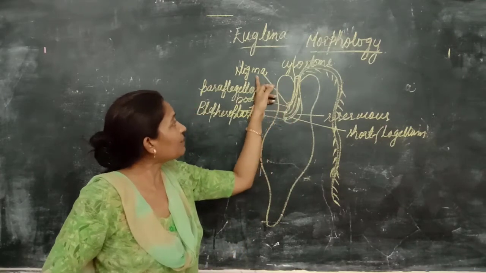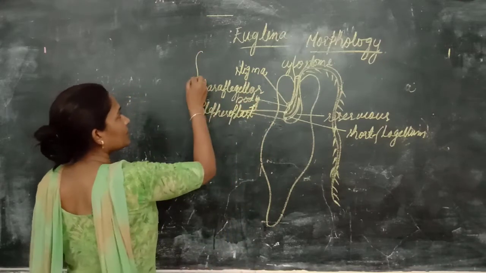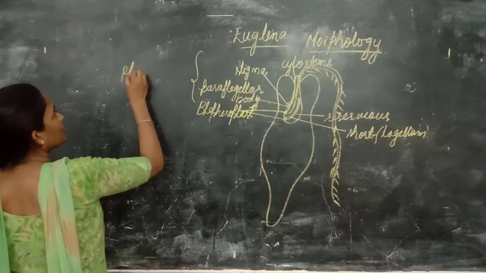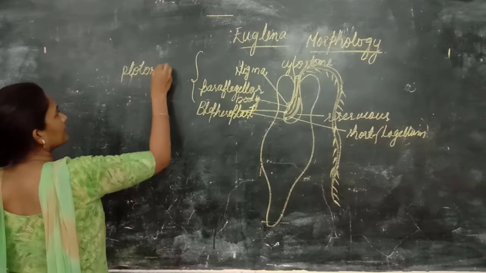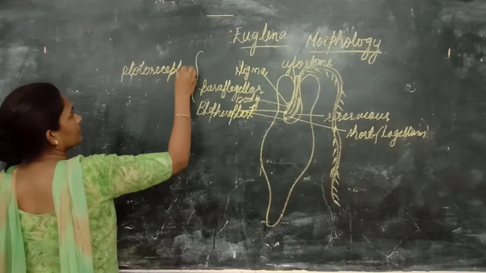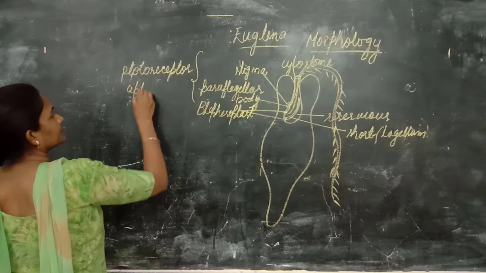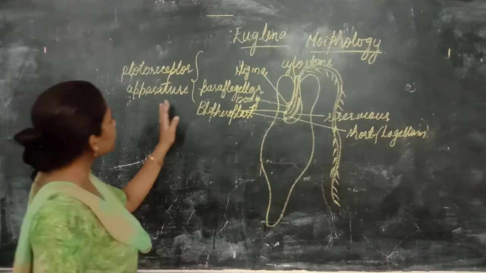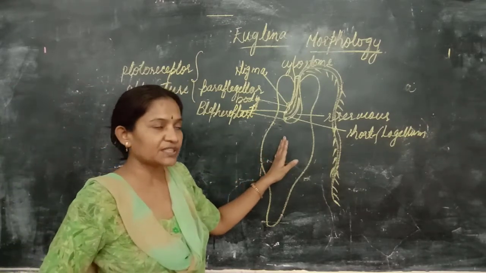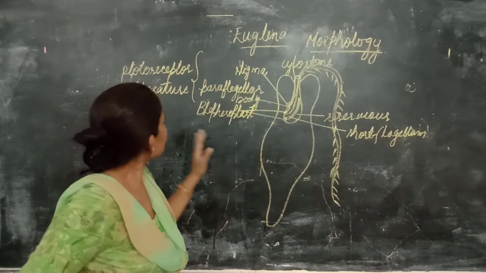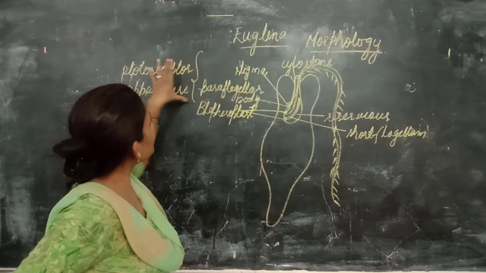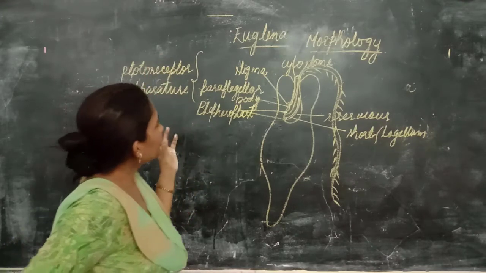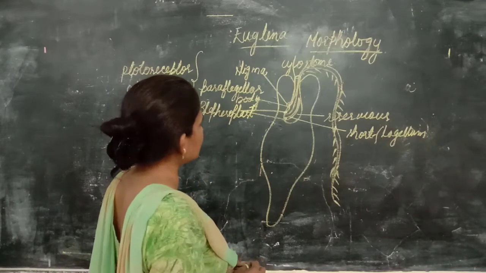So this stigma and paraflagellar body, both combine to form the photoreceptor apparatus. It does photosynthesis, and this photoreceptor apparatus helps in taking the sunlight for the process of photosynthesis.